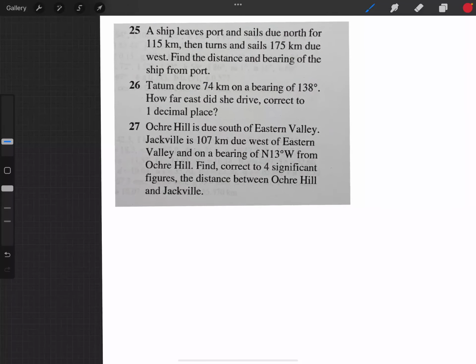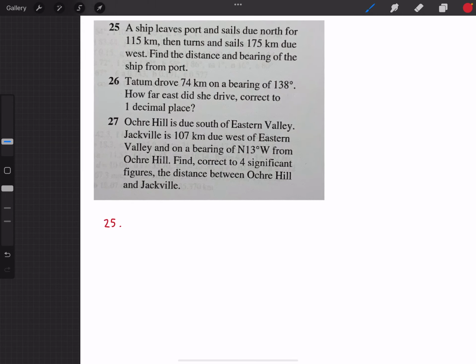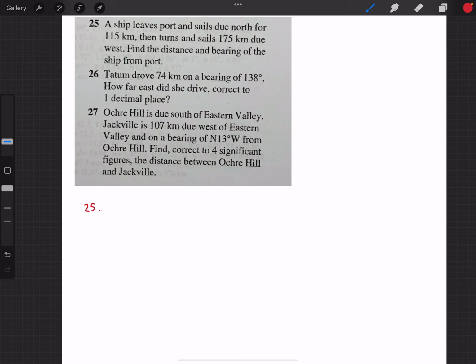So I'm going to put question 25 down here and draw the diagram. So a ship leaves, here's the port, and the ship has traveled due north about 115 kilometers, and then it turns left and travels west, and this is 175 kilometers. Okay, so this will be a 90 degrees.